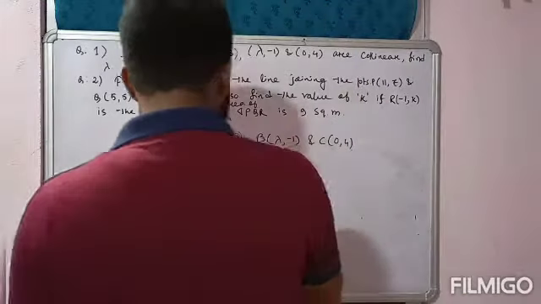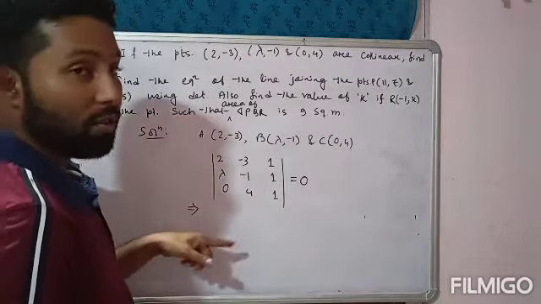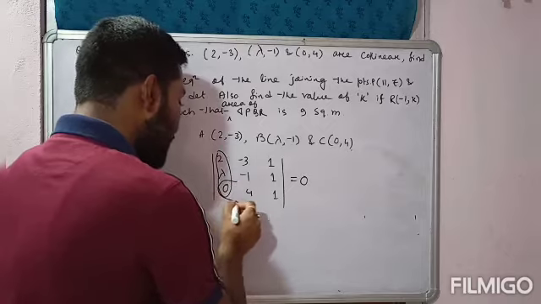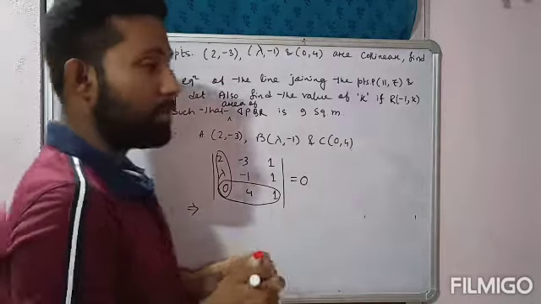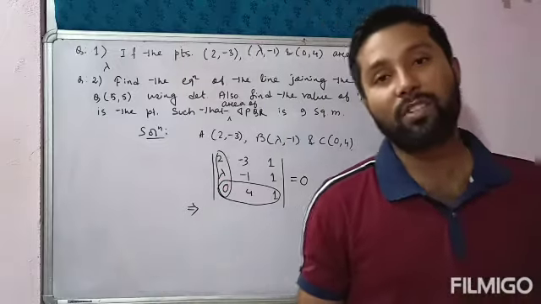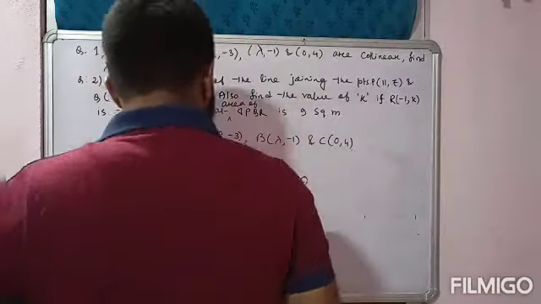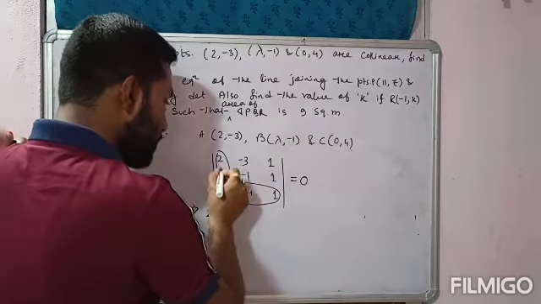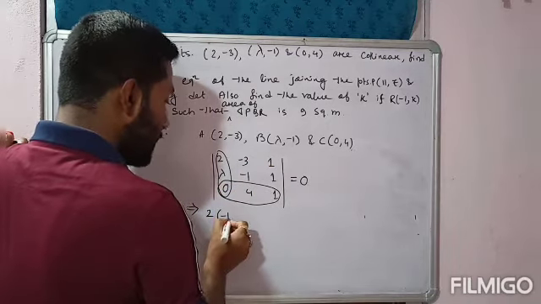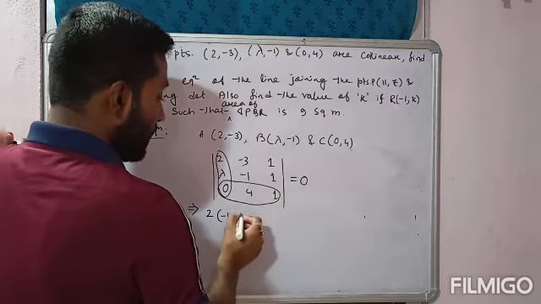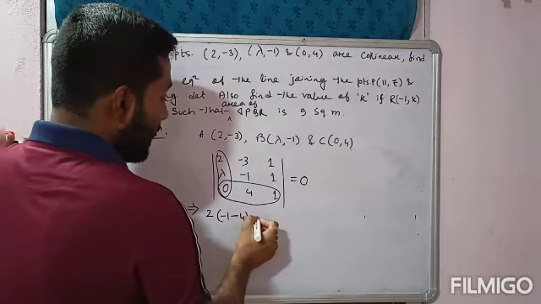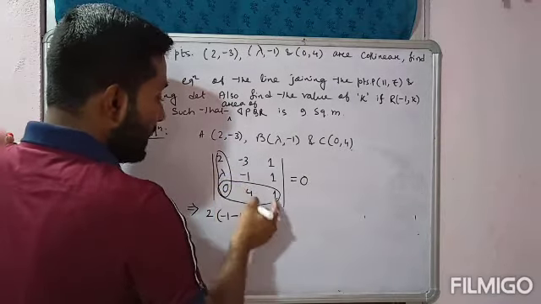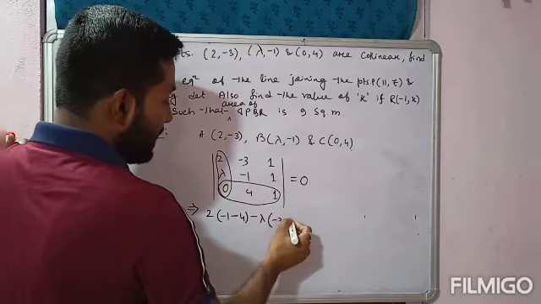Now I will expand this determinant along the first column because 0 is there in the first column. What is the first element of the first column? 2. So write 2, then delete the row and column of 2: (-1 into 1) minus (4 into 1). The second element is lambda, so minus lambda into, deleting the position of lambda, (2 into 1) is 2... minus 3 into 1, that is minus 3, minus 4.